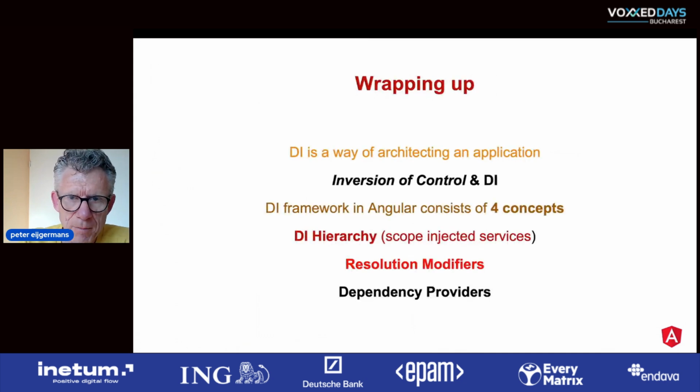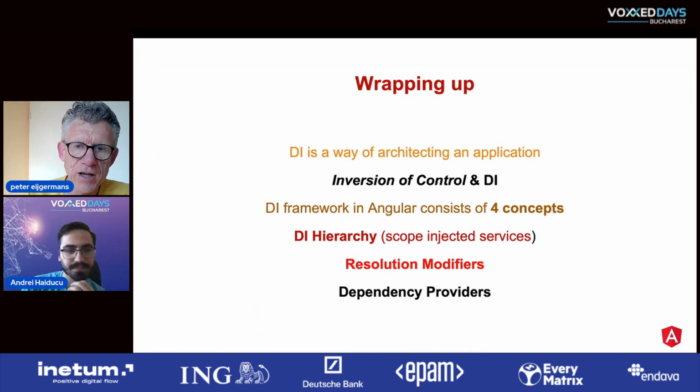Okay, now let's wrap it up. I have talked about dependency injection. That is a way of architecting your application. I've talked about inversion of control and dependency injection in general. Showed you some examples. And the dependency injection framework consists of 4 concepts. I talked about the token, and you've seen it with the use class. A dependency, and it consists of an injector and providers.